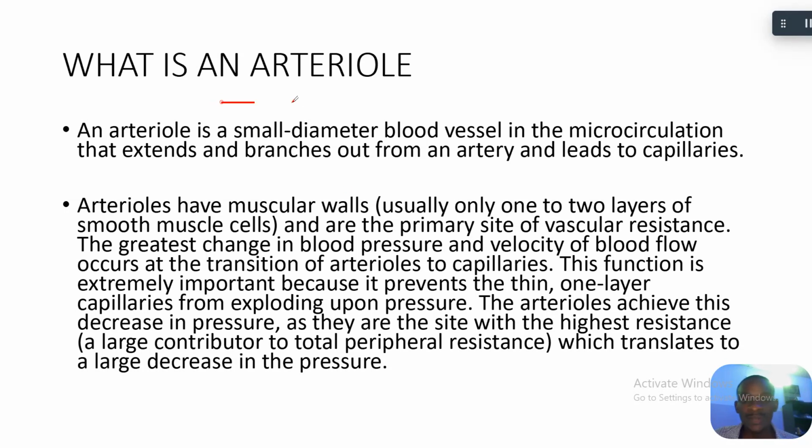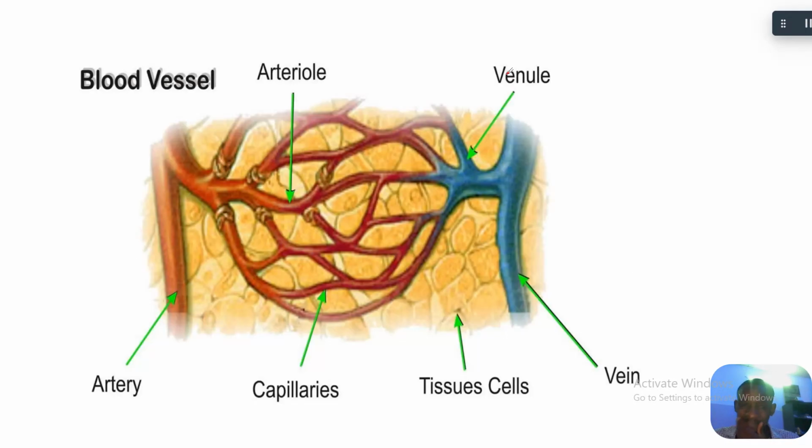Now, having spoken about the artery, knowing that it carries blood away from the heart, what is an arteriole? We said that an arteriole is a small diameter blood vessel in the microcirculatory system. Why do they say it's a microcirculatory system? Because it meets at the capillary bed, and the capillary bed is so thin. It extends and branches out from an artery and leads to what? Capillaries. So that's an arteriole. It branches out from an artery and leads to the capillaries. To make it simple for you to understand, arterioles are a continuation of arteries. That's just some simple knowledge right there.